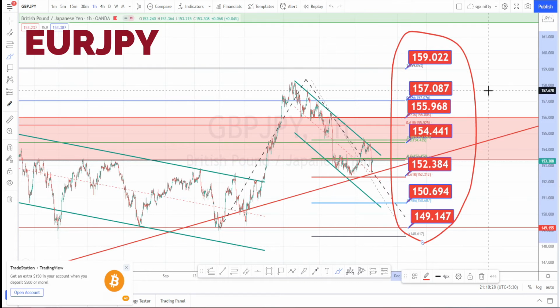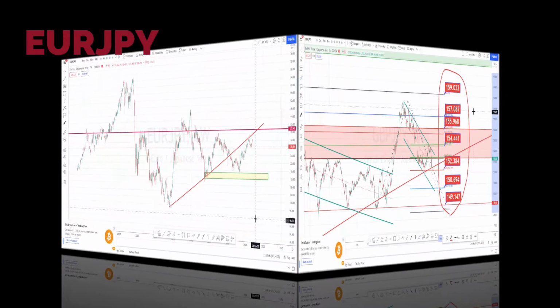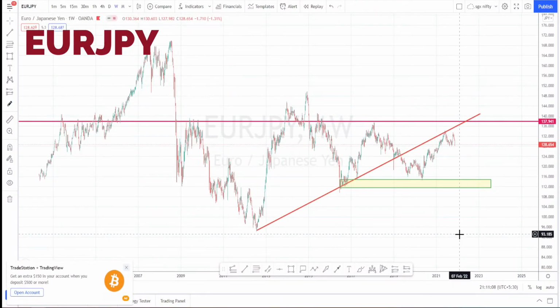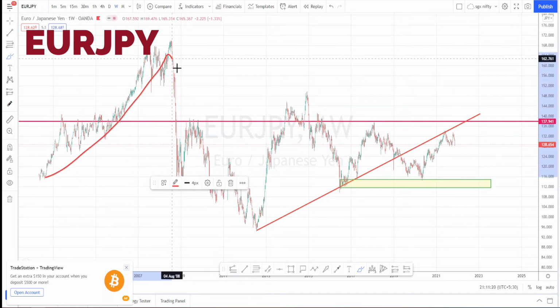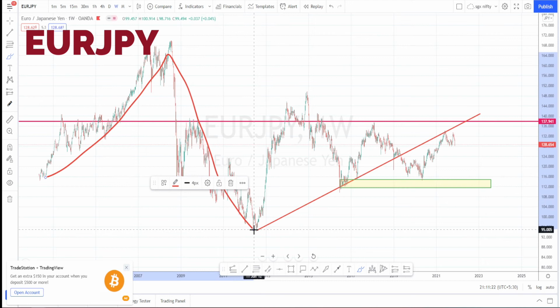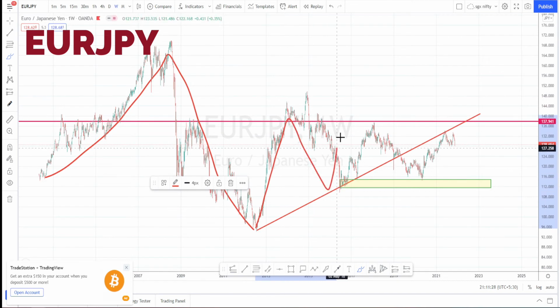Let us do the analysis in Euro JPY. I'm in weekly time frame of Euro JPY currency pair. When we look at the previous price action, it moved up, then it retraced up to this level. It has found support on this level, which is around 95, and from here it has started its consolidation. It is under consolidation till now.